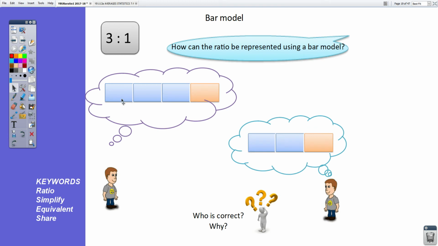And here it is again, just illustrated using a bar model. 3 parts in one colour, 1 part in another colour. This one is definitely incorrect, because we have shaded 2 parts in one colour and 1 part in another colour. The confusion comes because we see the number 3 and a person has split it into 3 parts. That is completely incorrect.